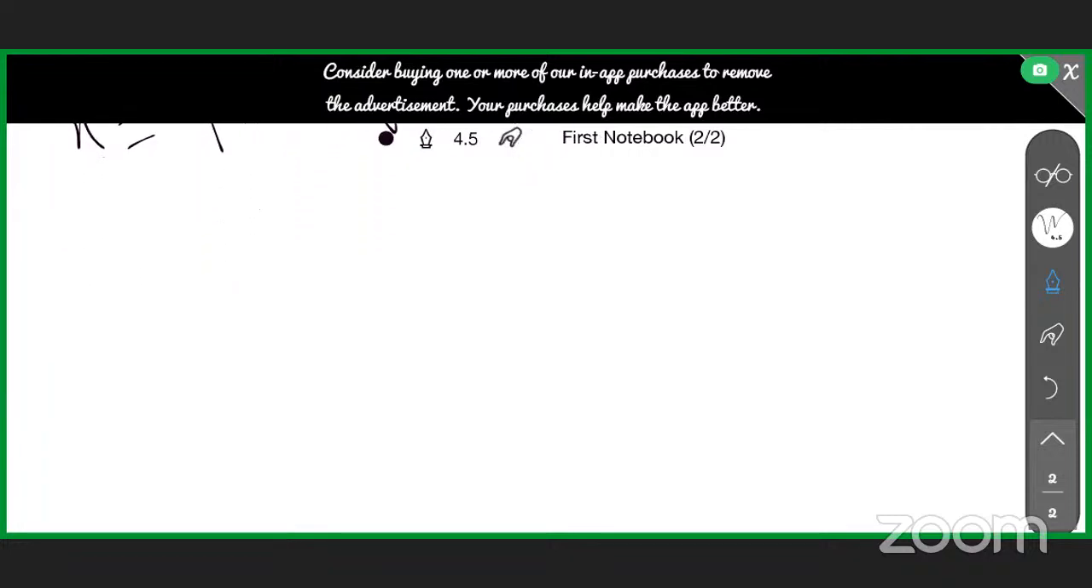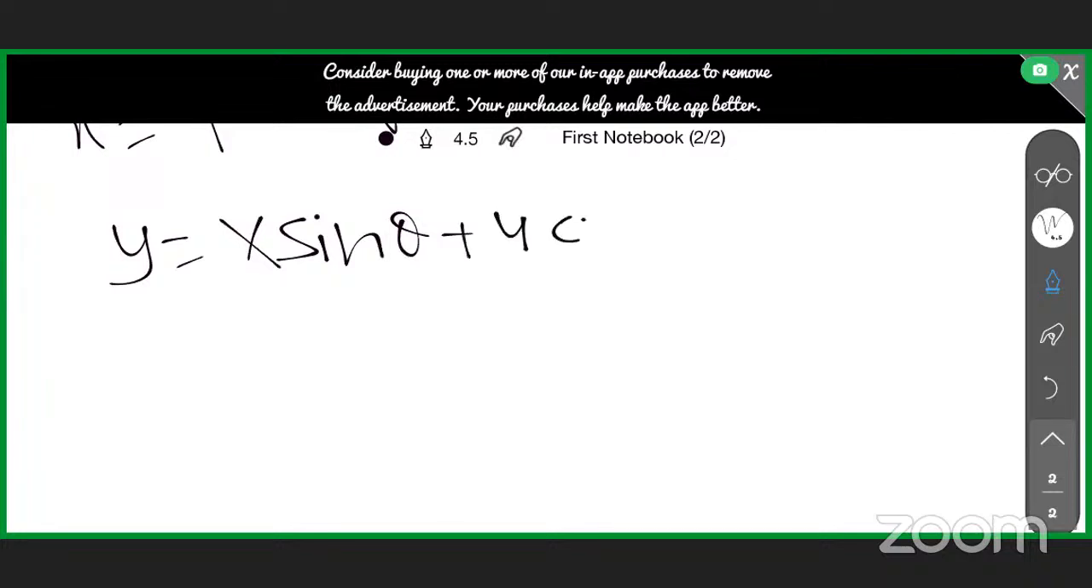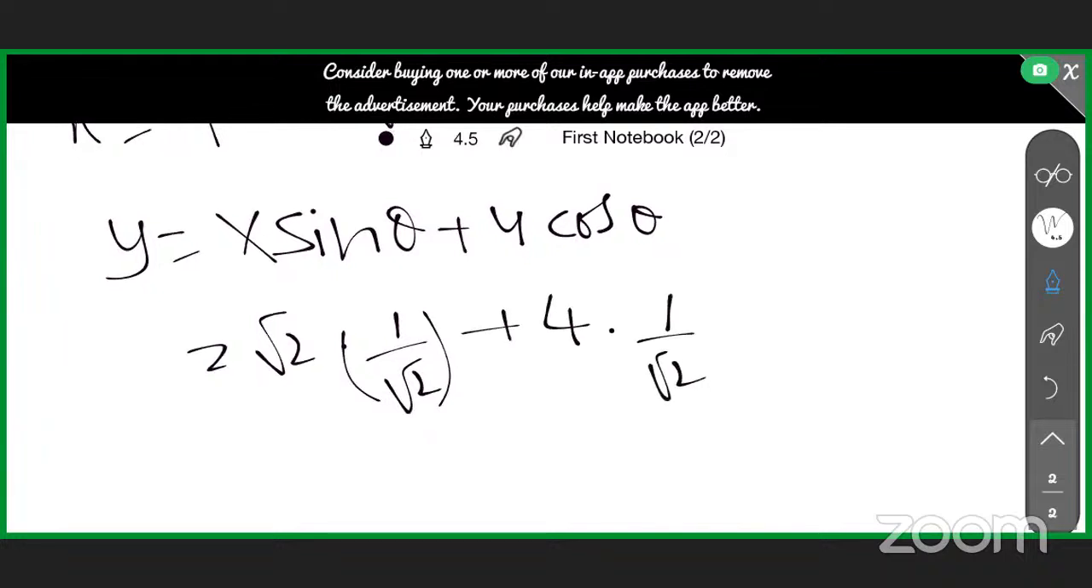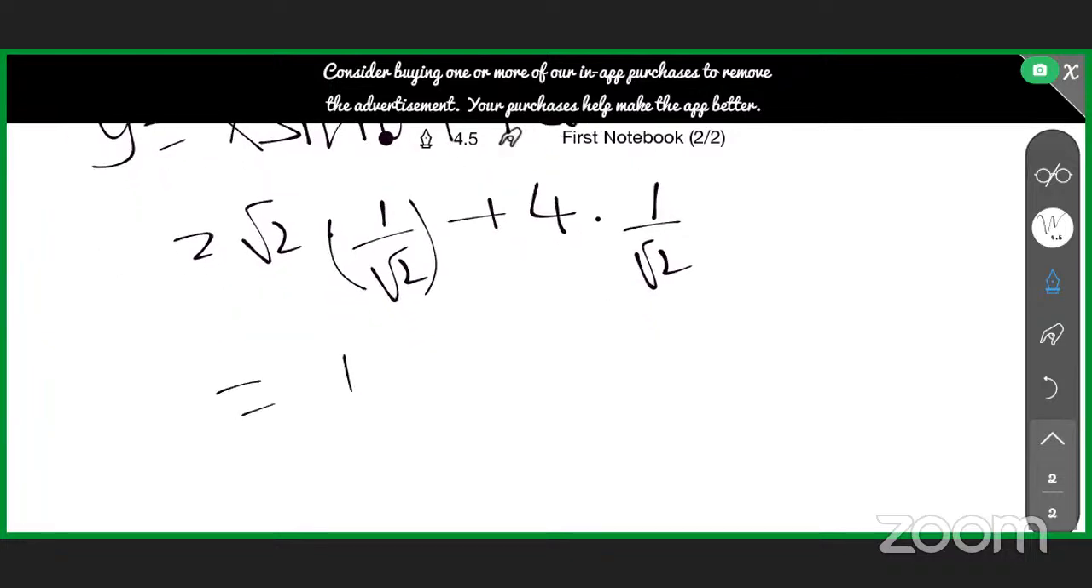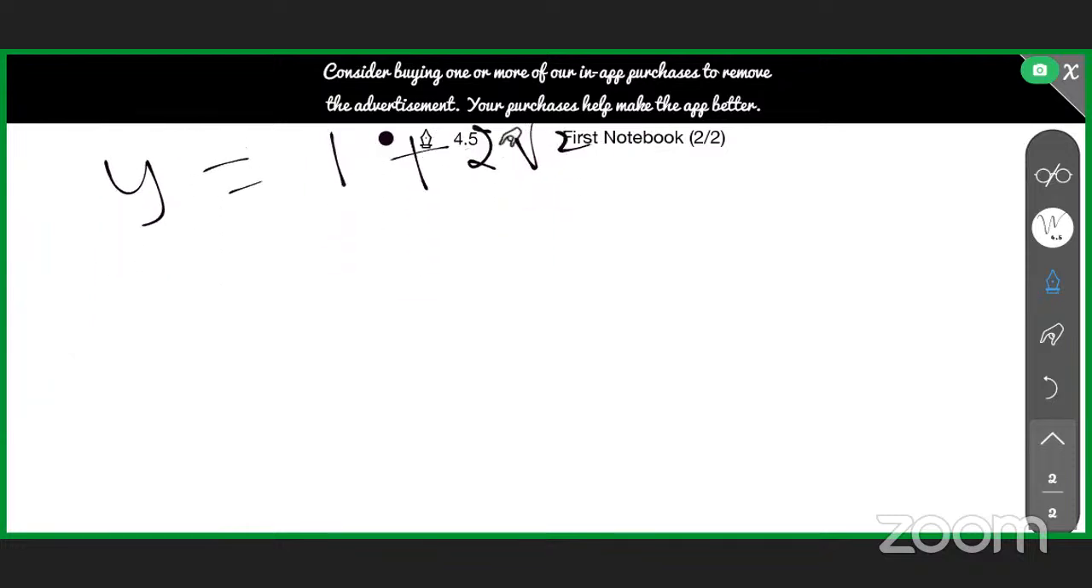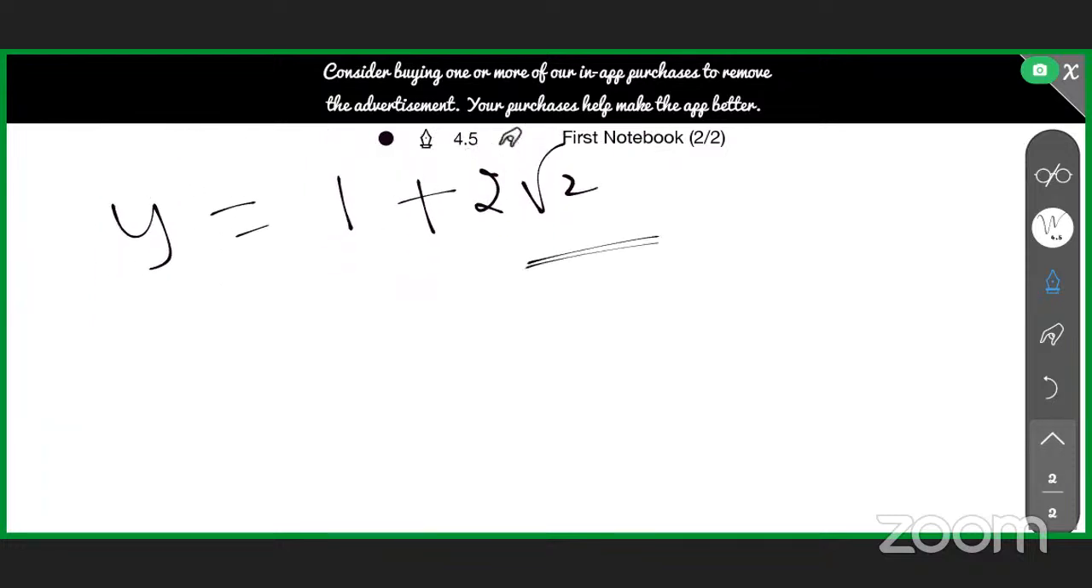Now I have to find my y value. y is equal to x sin theta plus y cos theta. Root 2 into 1 by root 2 is 1, plus 4 into 1 by root 2 is 2 root 2. So 1 plus 2 root 2. Listen carefully, it is not the same as x. For x we are getting minus, for y we are getting plus. That's what I said: same as x and the sign will change.